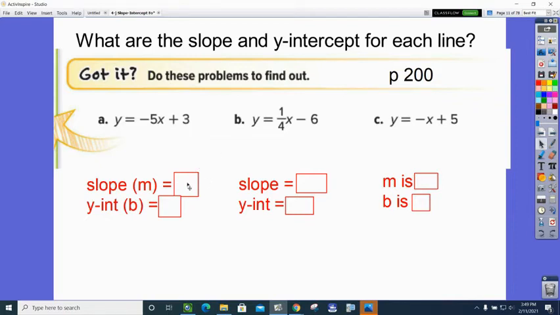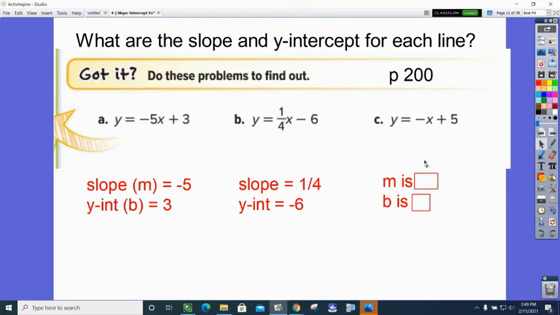Okay, well, the slope is in front of the x. It's called the coefficient of x. It's -5. And the y-intercept is the constant, which is the 3. How about you do this one? What's the slope? What's the y-intercept? The slope is 1/4, and the y-intercept is -6.